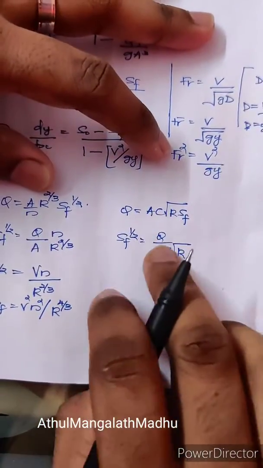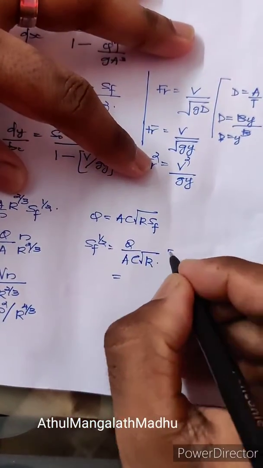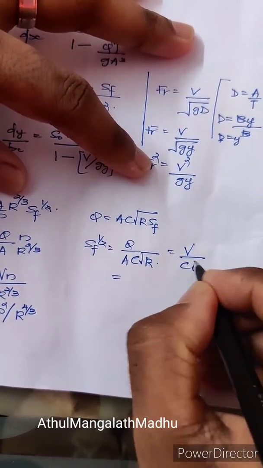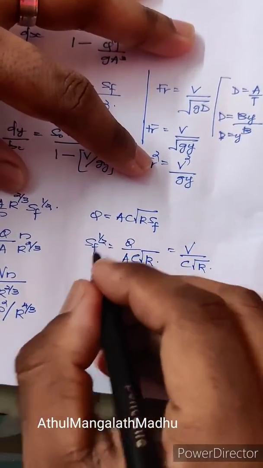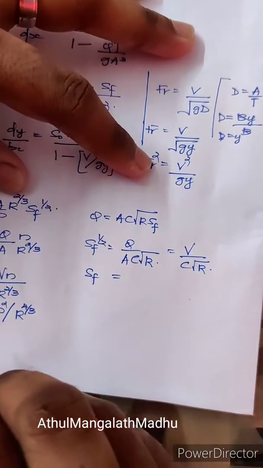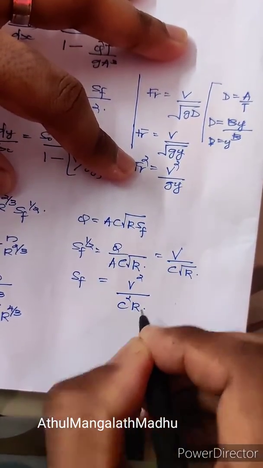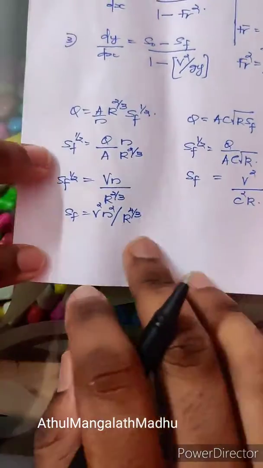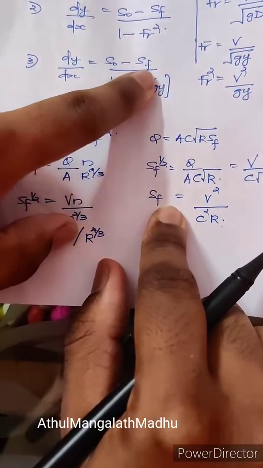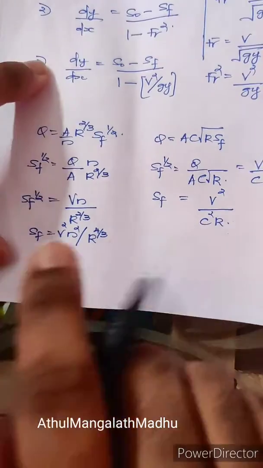Similarly here also Q by A becomes velocity. So this is equal to velocity by C into root of R. So that is Sf raised to 1 by 2. If I square both sides, it becomes V square by C square R. So there comes the next: instead of Sf I can substitute either of these values.